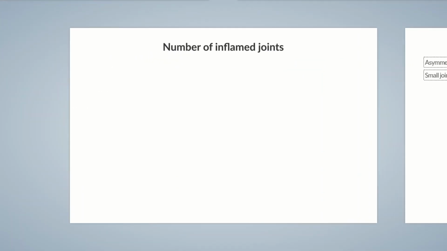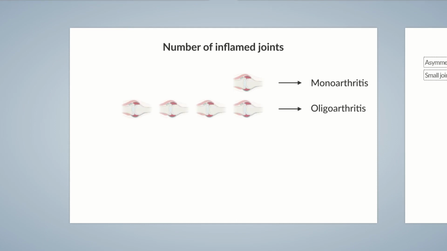Finally, let's look at the number of joints involved. Single joint involvement is termed monoarthritis. If 2 to 4 joints are involved, it's defined as oligoarthritis, which is derived from the Greek word oligos, meaning few. The involvement of at least 5 joints is termed polyarthritis.